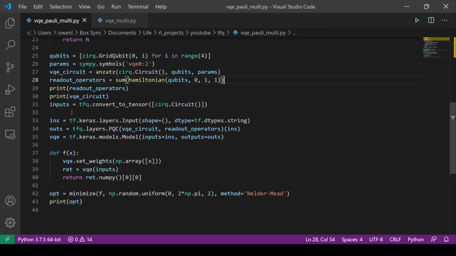And then we have the input, standard data type of string, VQE circuit, readout operator. There we create the model, and I don't even compile it or try to use gradient descent because it just takes so much longer. We use my little hacky function, I don't know if that's the best way to do that, for using the SciPy minimize function. So here we have minimize, and we're using Nelder-Mead once again. And so we can simply run the code.